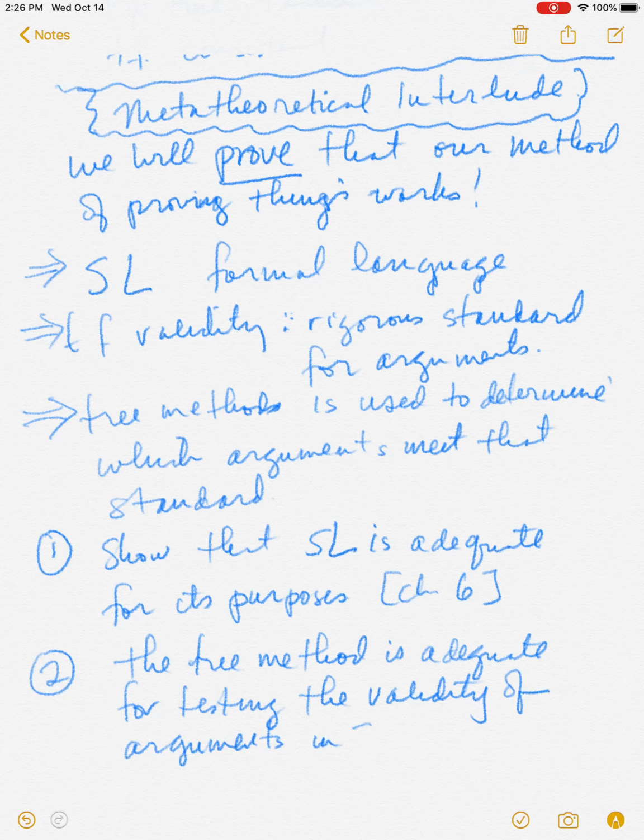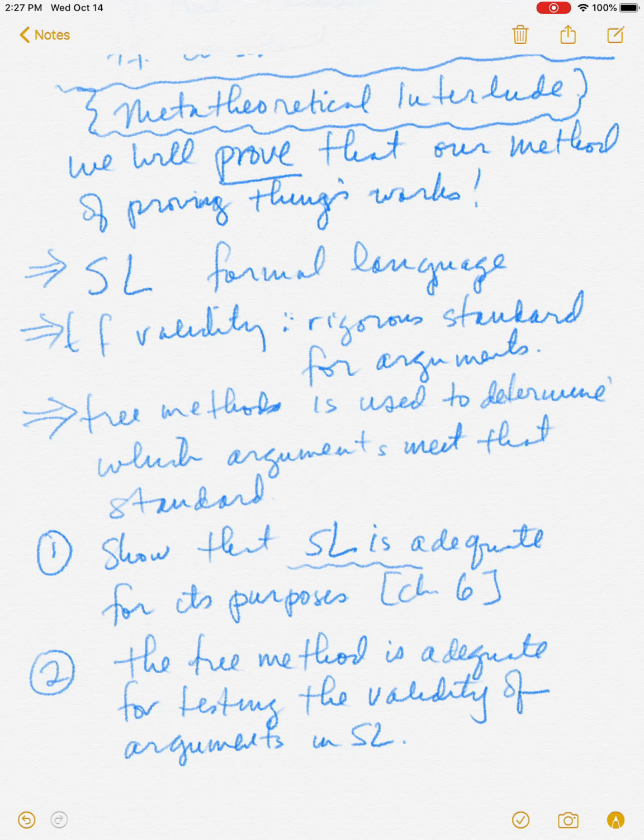That are expressed in SL. That is, we're going to show that if an argument is valid, is truth functionally valid, then the method's going to give us the answer yes. And if the method gives us the answer yes, then the argument is indeed valid. Okay, so that's what we're going to do. We're going to show these two things.